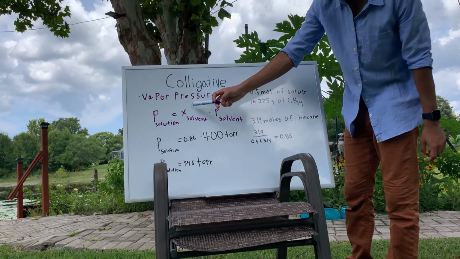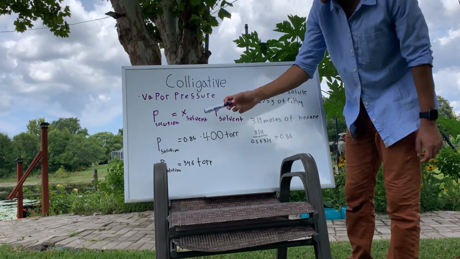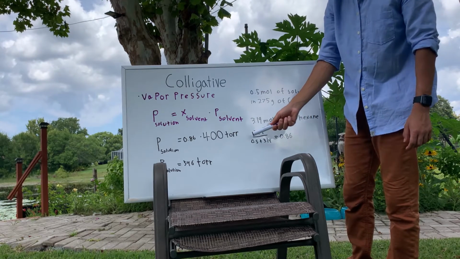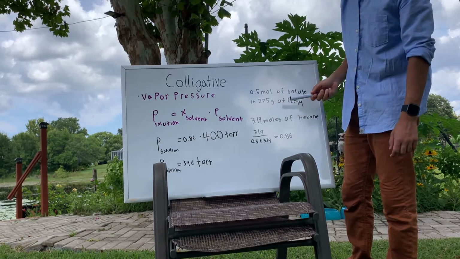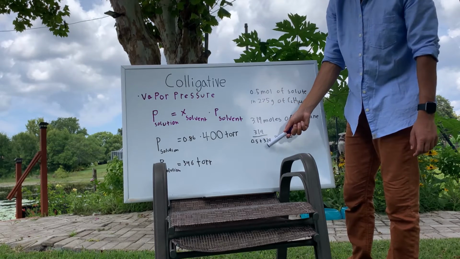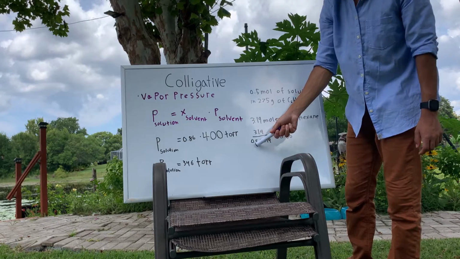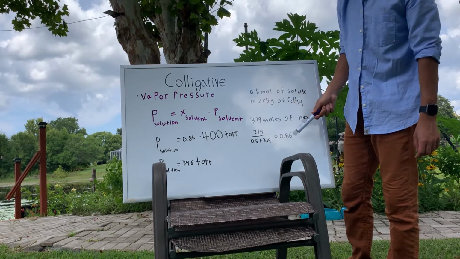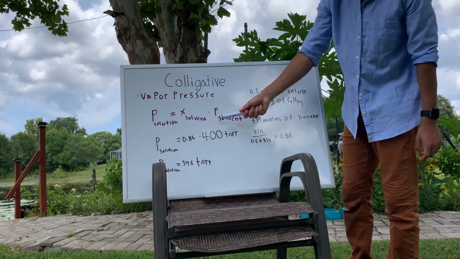Now next, remember, we need to find the molar fraction of the solvent. So what you do is you put 3.19 moles as a numerator, divided by 0.5 moles of solute plus the moles of hexane. Remember, this is supposed to be total moles. What you'll get is the molar fraction is equal to about 0.86.